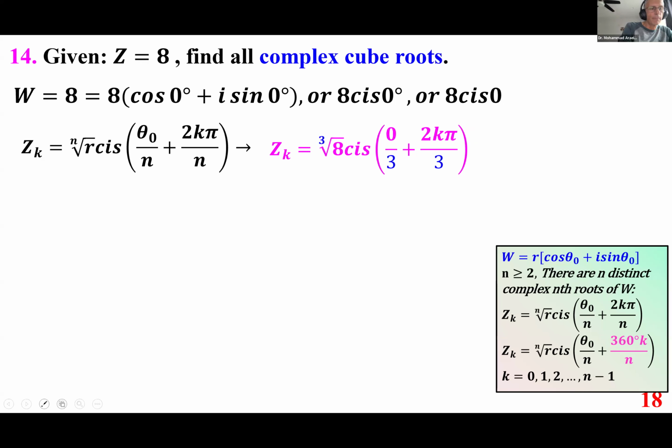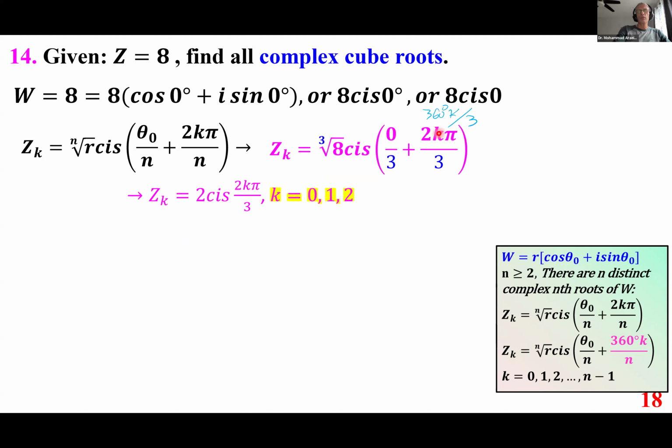If we go with degrees, this is what we use. So instead of that, you can use that. Whatever is easier. So what is the cube root of 8? Everybody knows it to be 2. And as I mentioned, because we want the cube root, k is 0, 1, 2.